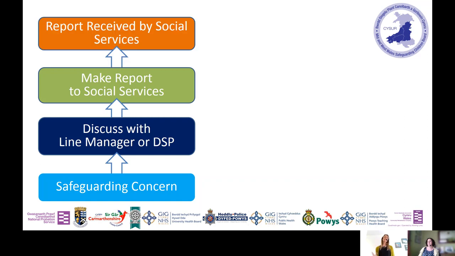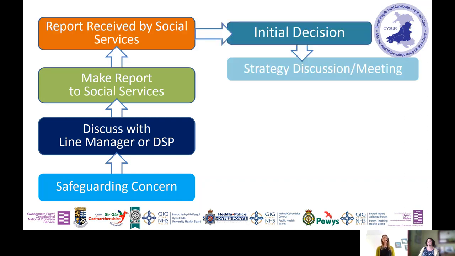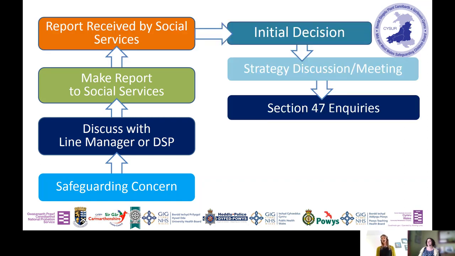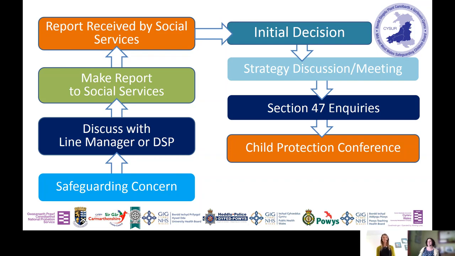So this is just a nice little flow chart that helps to show you through. You've got that concern, you discuss it with your line manager or a DSP, a designated safeguarding person. You would make that report through to social services and the report would be received by social services. There would be that initial decision about whether it needed to go through to a strategy discussion or meeting. There might be Section 47 inquiries, which means that someone would be going out to investigate and get more information. And then a possible outcome of that is that a child protection conference was needed.